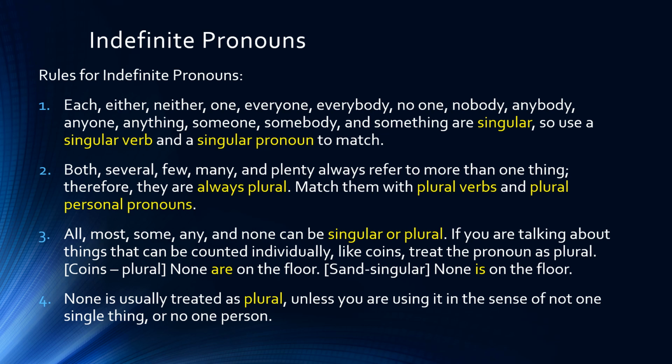Rule number 3. All, most, some, any, and none can be either singular or plural. So, if it's not confusing enough to remember that those in number 1 are singular and have to have singular verbs, and those in number 2 are plural and have to have plural verbs, now we've got some indefinite pronouns that can be either singular or plural. So how do you know the difference?